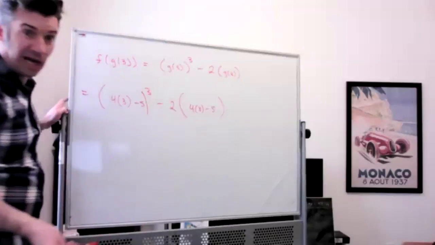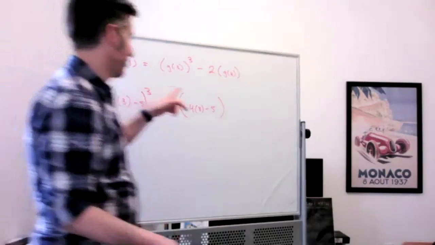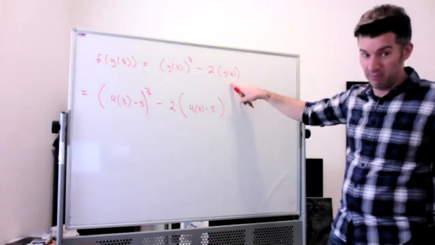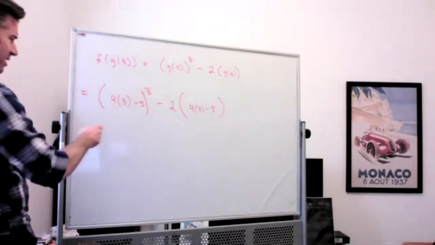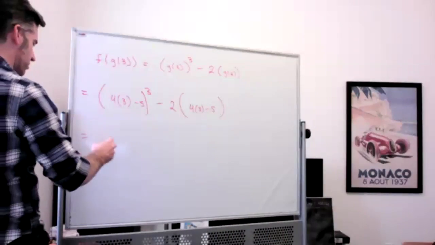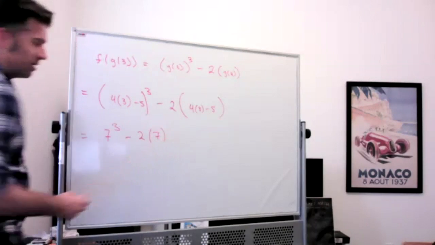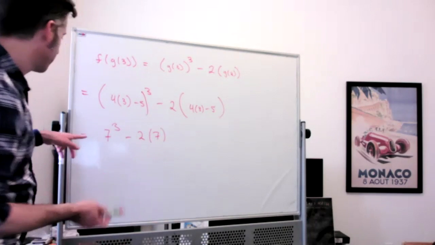To me, this feels like a lot more work. This feels like a lot more writing. I would rather have figured out what g of 3 was first and figured out that g of 3 was 12 minus 5, which is 7. And just written this as, I don't want to cube this out like it is. I want to say, oh, 12 minus 5 is 7. 7 cubed minus 2 times 7. I'm still really kind of working from the inside out. It's just kind of how I do it.